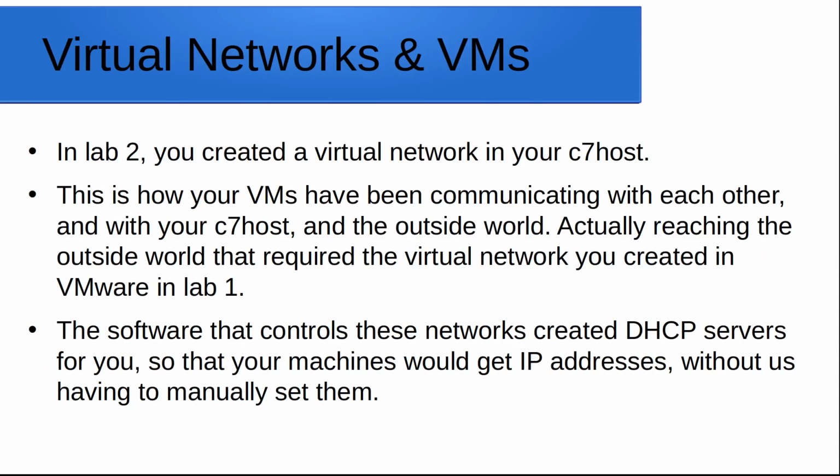Now in Lab 2, you created a virtual network on your C7 host. And in fact, I would go one step farther. You're using another virtual network in VMware, right? That's hosting your CentOS 7, your C7 host VM. That connects you to a real physical network. The software that controls these and how you're getting DHCP addresses without a server, that's all built into your virtual network. So you get IP addresses automatically. That's a common feature in networks. We tend to have DHCP servers for things like that.